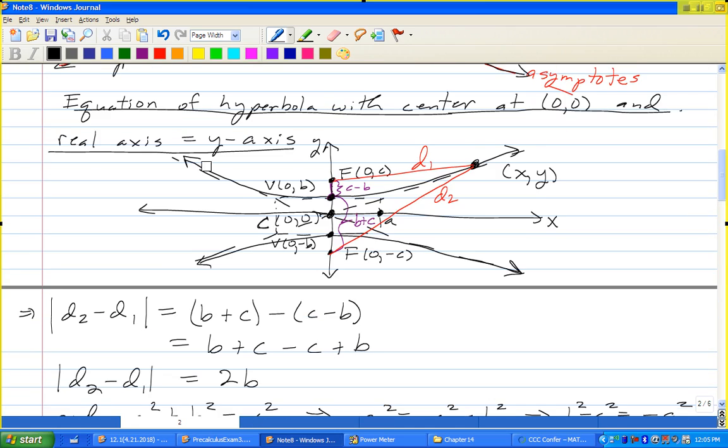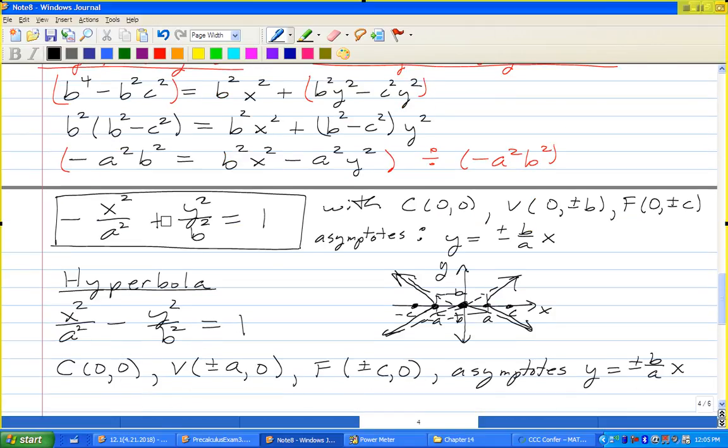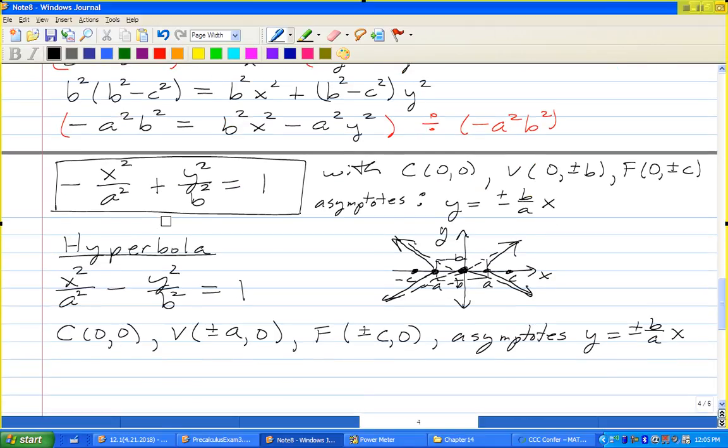So instead of looking like this, if it looks like this, then notice that it goes through the x-axis. And so if the focal axis, the real axis, is the x-axis, then the x squared term will be positive. If the focal axis, the real axis, is the y-axis, then that's the one that has the plus in front of it. So you can tell the difference.